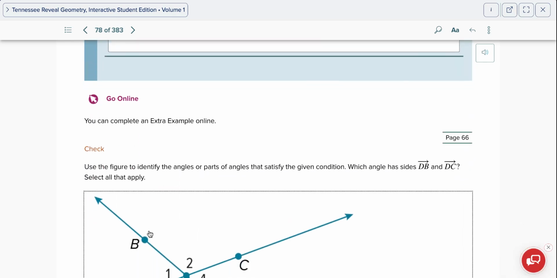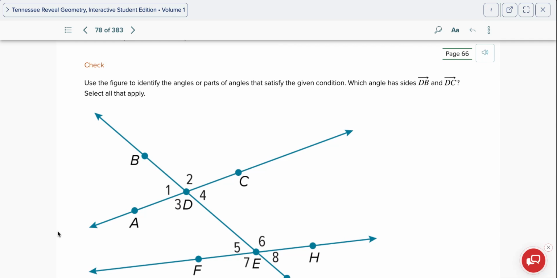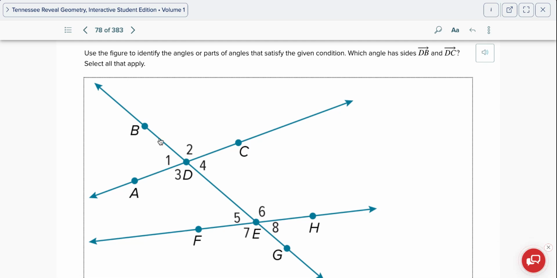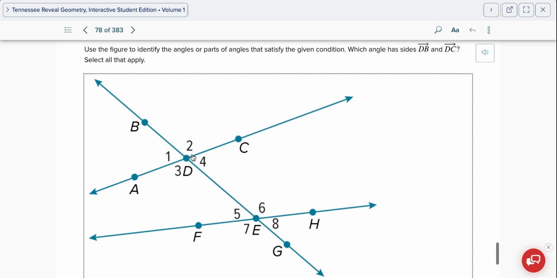Okay. All right, we got a check coming up. So use the figure to identify the angles or parts of the angles that satisfy the given condition. Which angle has sides DB and DC? Oh, that's angle 2, y'all. Angle 2 has DB and DC.